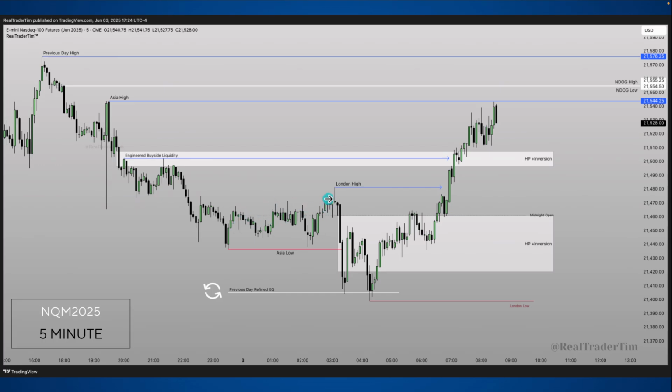Look at this SIBI right here, we're pushing lower. We do have a bit of a retracement here, and then aggressive sell-side delivery here, and once more, lastly, that makes the low for London low here.